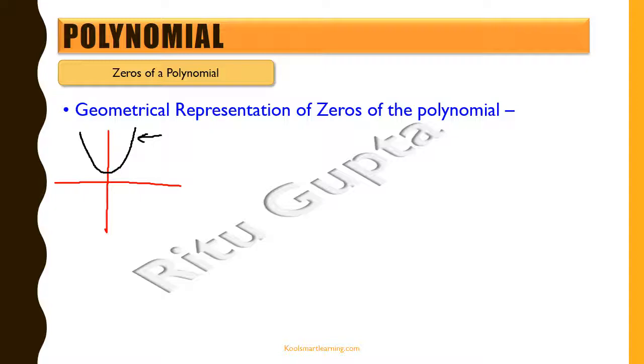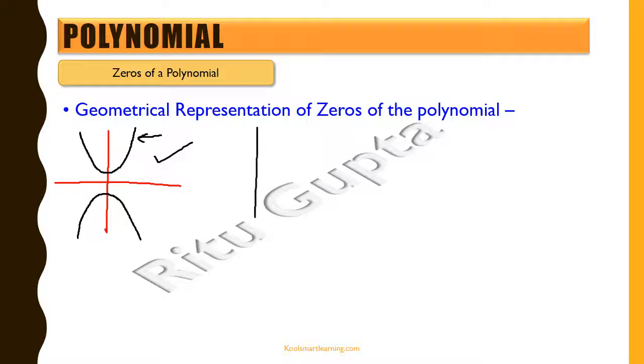But if we see that this graph is not cutting the x-axis at any point, so this means that this does not have a real zero. Similarly, if we have something like this, we again know that this is not cutting the x-axis, so that means there is no real value of x for which the polynomial will become 0. So this is where we will see that there is no real 0.